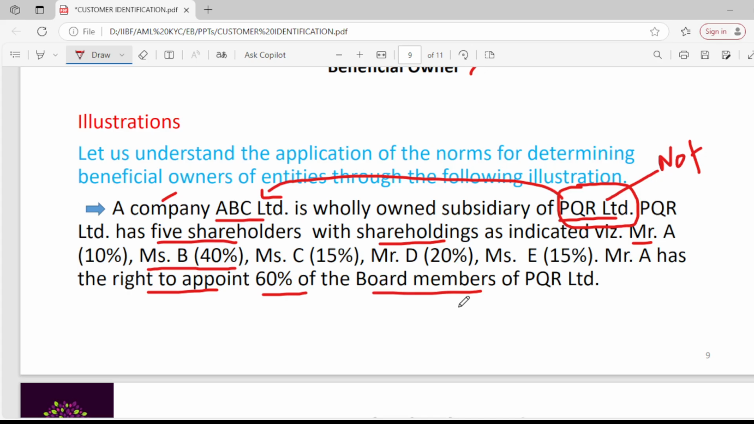That's why Mr. A also qualified as beneficial owner. Hence, Mrs. B has more than 25% of ownership in terms of shares. That's why she qualified. Mr. A has the right to appoint 60% of the board members of PQR Limited. That's why Mr. A also qualified. So hence Mrs. B and Mr. A both are determined as beneficial owners of PQR Limited.